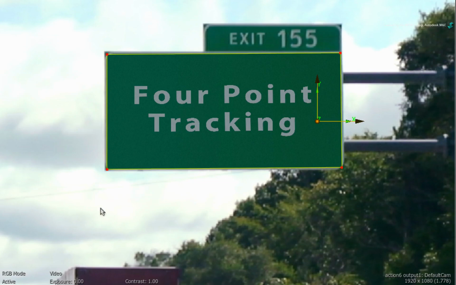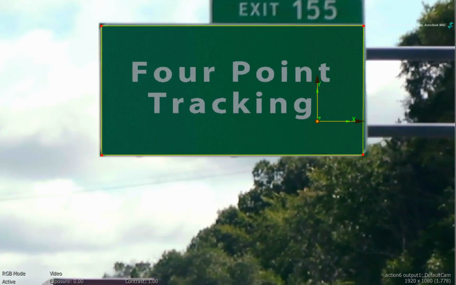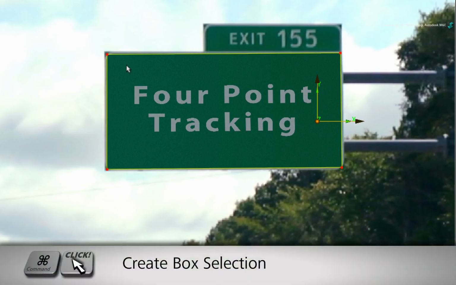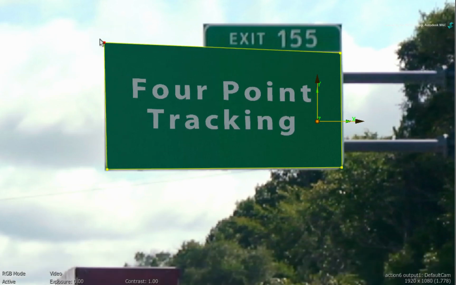The tracking data for each corner is applied to an animation channel. But there is a secondary animation channel for offsetting. In straightforward terms, you can move any of these points and the tracking data will still be applied to that point with the offset. So hold Command and drag a box selection around any of the points.